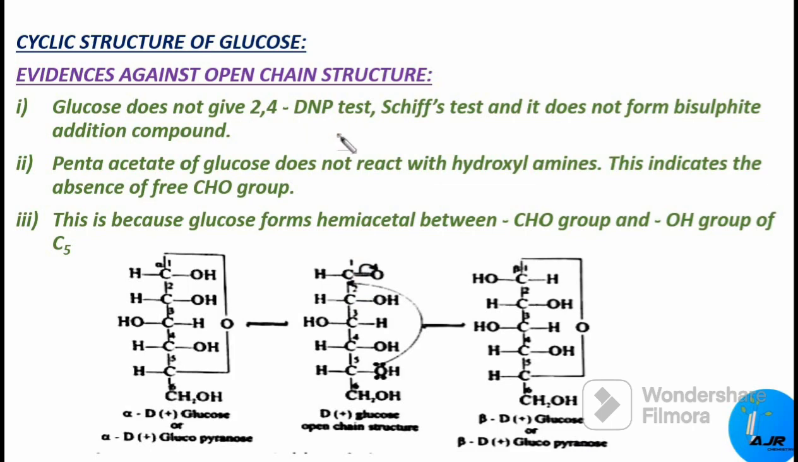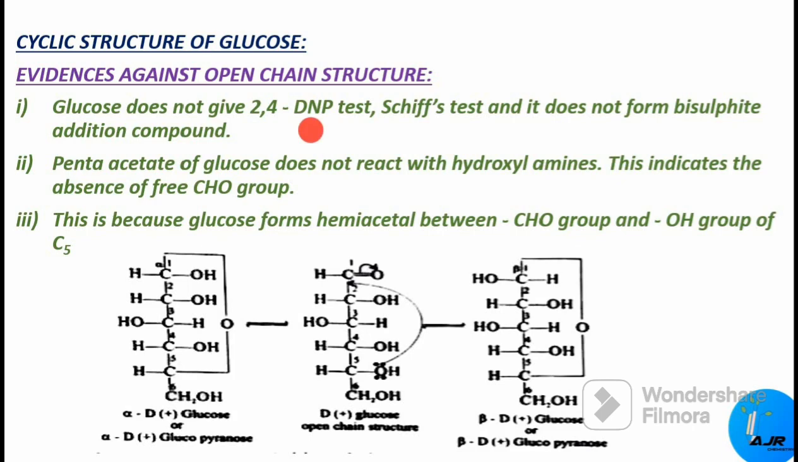What do you mean by 2,4-DNP test? Actually, 2,4-DNP stands for dinitrophenylhydrazone, and this 2,4-dinitrophenylhydrazone can be used for the qualitative identification of a ketone or aldehyde function. It's actually the hydrazine group present in this dinitrophenylhydrazone that reacts with the aldehyde or the ketonic group, producing a positive test.